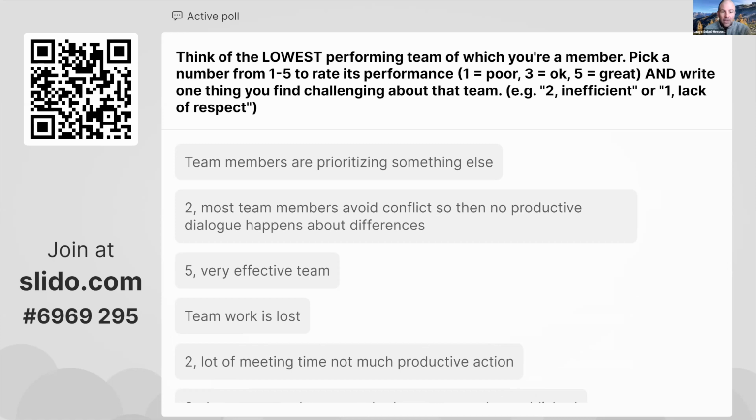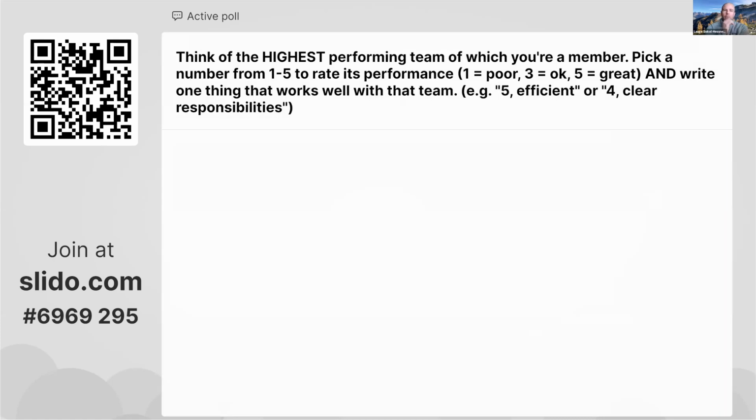So thank you. Yeah. So now we're going to do the opposite. So think of the highest performing team you're part of and just what makes that really good. And maybe it's just the opposite of what you just said. So if there's a lack of roles or clear expectations, it's that everyone has clear roles or expectations. Maybe it's something else.